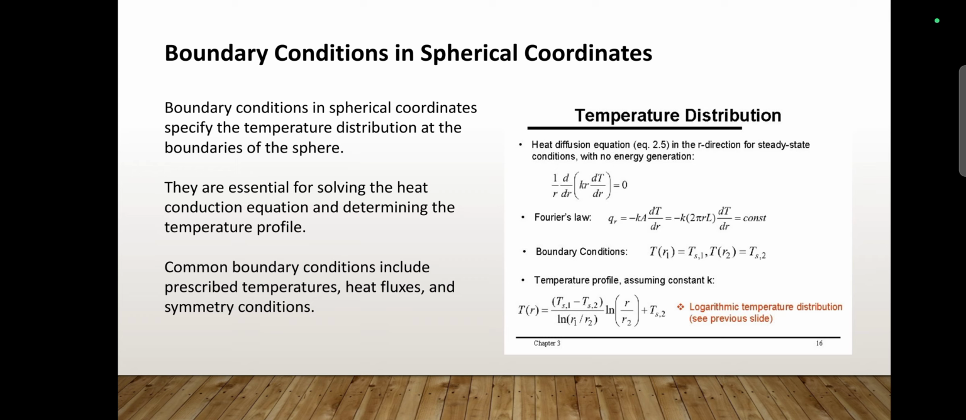Logarithmic temperature distribution. Boundary conditions in spherical coordinate systems specify the temperature distribution at the boundary of the sphere. They are essential for solving the heat conduction equation and determining the temperature profiles. Common boundary conditions include prescribed temperature, heat flux, and symmetry conditions.